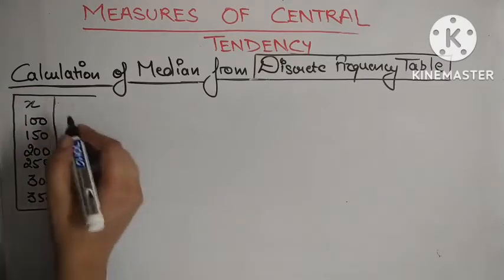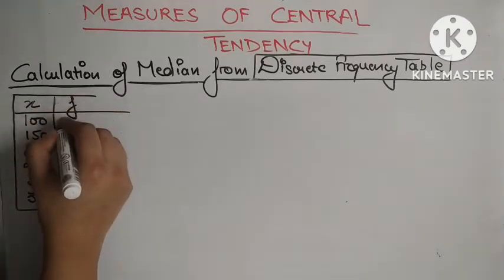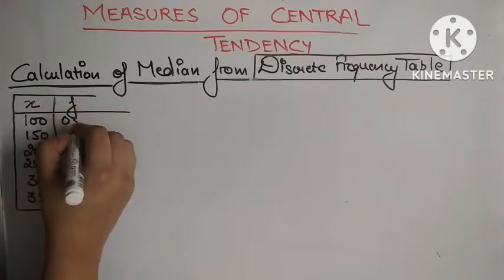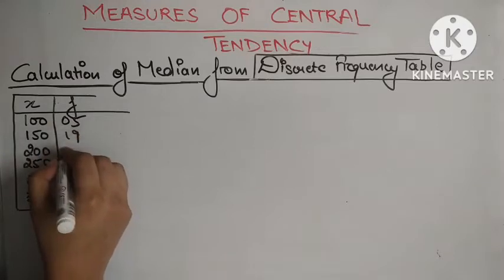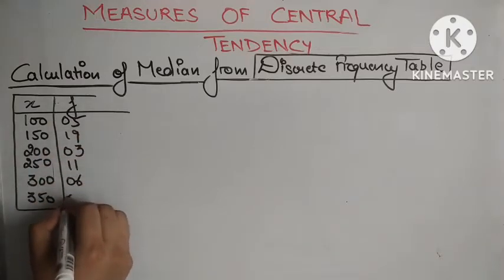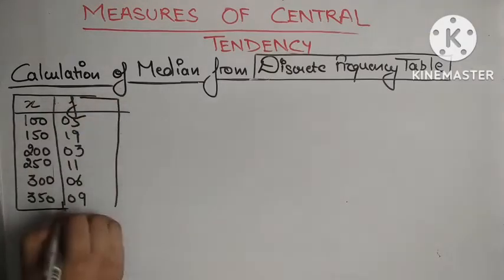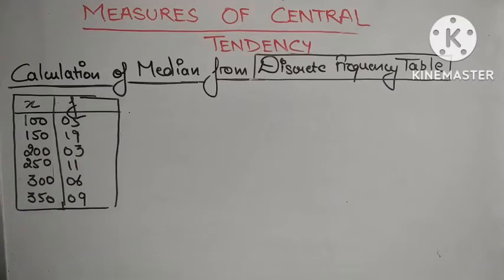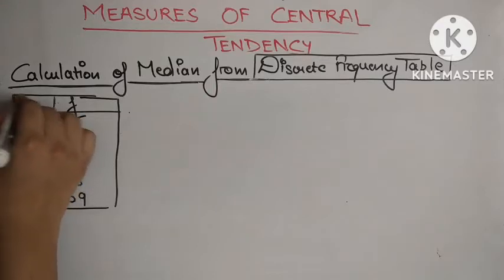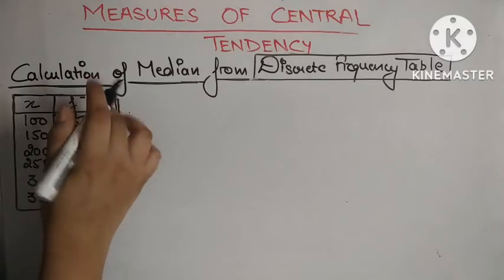After that, here we have the frequency which is given for it. This is 5, 19, 3, 11, 6 and 9. Okay, so this is the frequency which is given for the table. So here the x is given for you, which is a number, and then frequency is given to you.